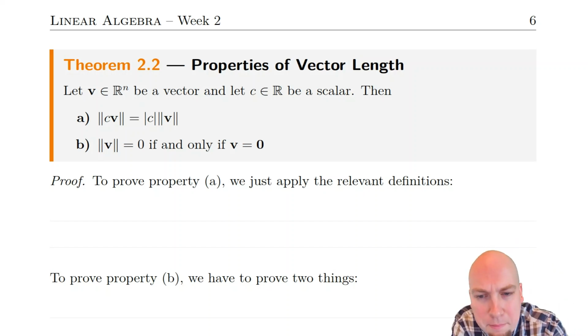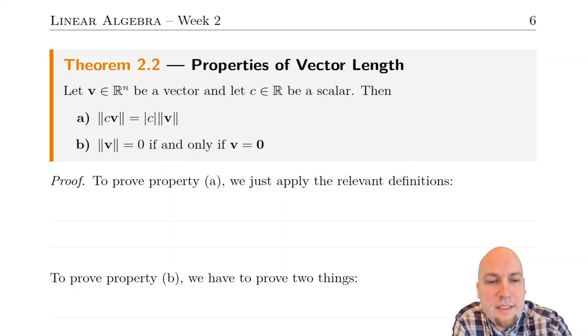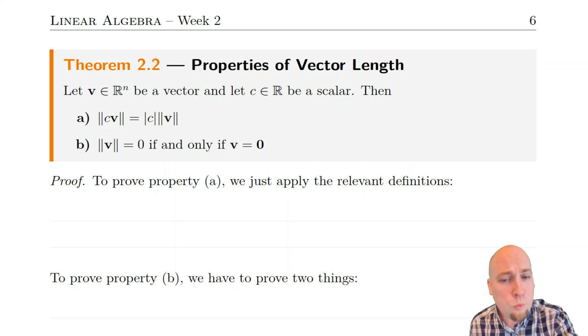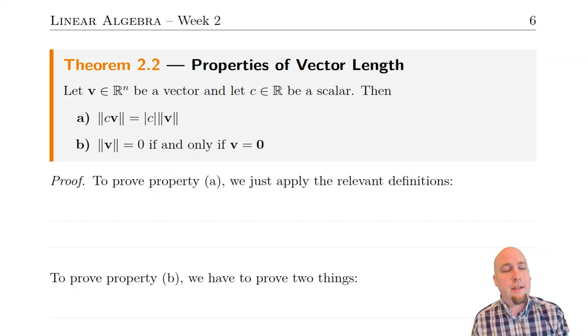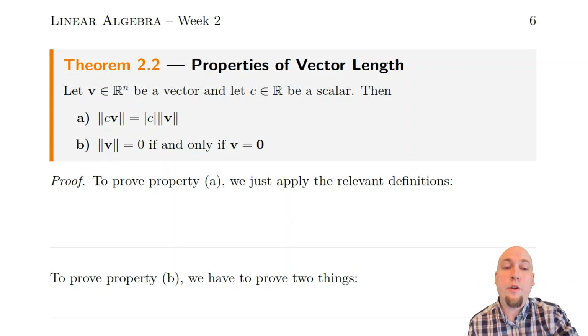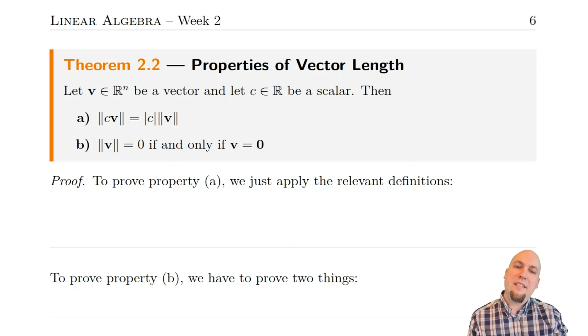And then property B, again, this is fairly intuitive. The length of a vector equals 0 if and only if it's the 0 vector. Maybe the newest thing about this property is the language. What does if and only if mean? Well, if this first property is true, then the second is true. In other words, if the length of some vector equals 0, then you know that vector must be the 0 vector. But it also goes in the other direction.